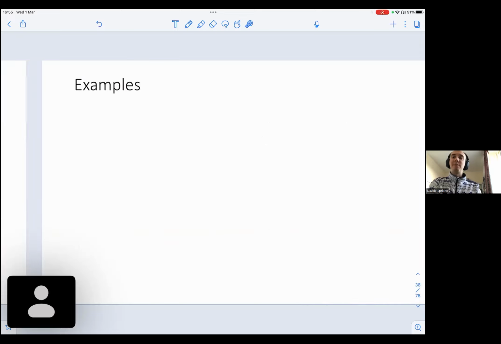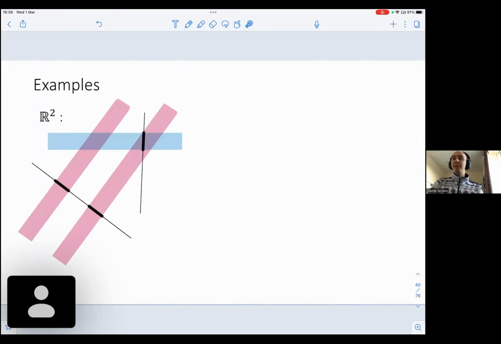Okay. Let me give some examples. So in R2, Euclidean 2-space, curtains are very simple. Those are strips. The closest point projection onto a geodesic gives all the points that form a strip. It's an infinite strip. So here I drew 2 geodesics and 3 curtains that could intersect in some ways.